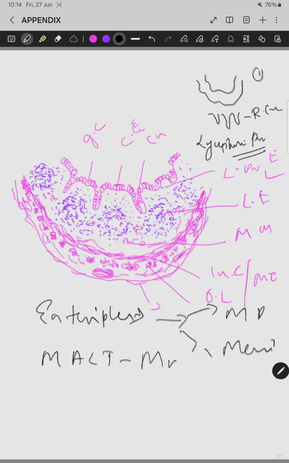MALT, the mucosa associated lymphoid tissue. It is seen from the tonsil and mucosa, and from there downwards we can see that there are lymphoid follicles or aggregations of lymphocytes just deep to the mucous membrane of the GIT.